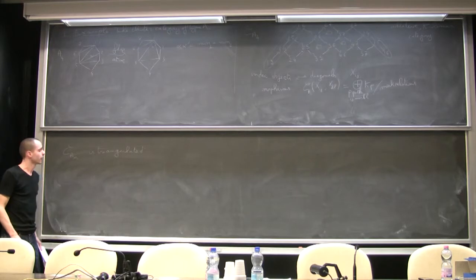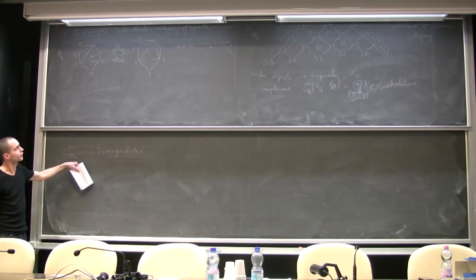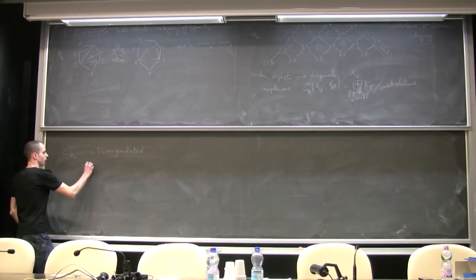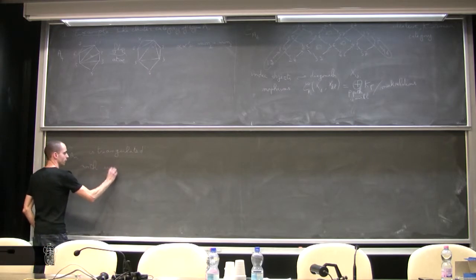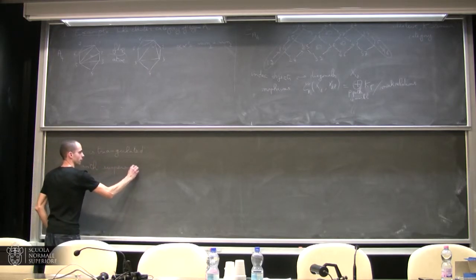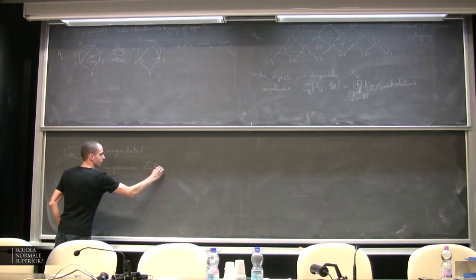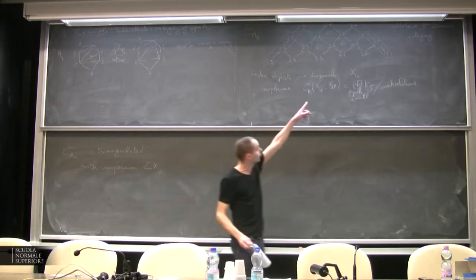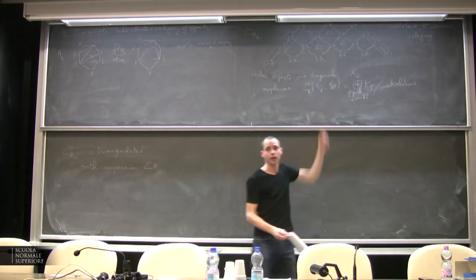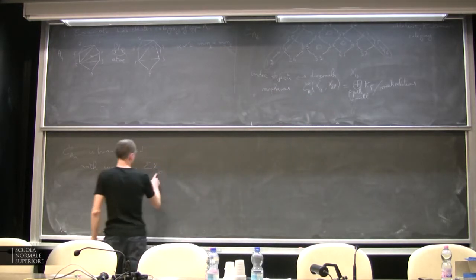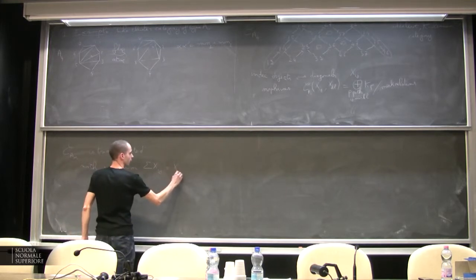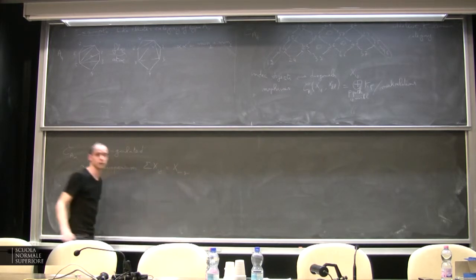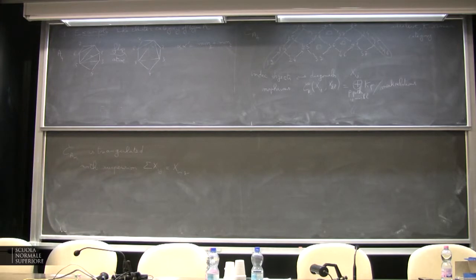And the suspension functor is easy to describe. It just sends an object on that quiver to the one which is just to its left. So it sends X_ij to X_{i-1,j-1}. This gives an automorphism of the category.